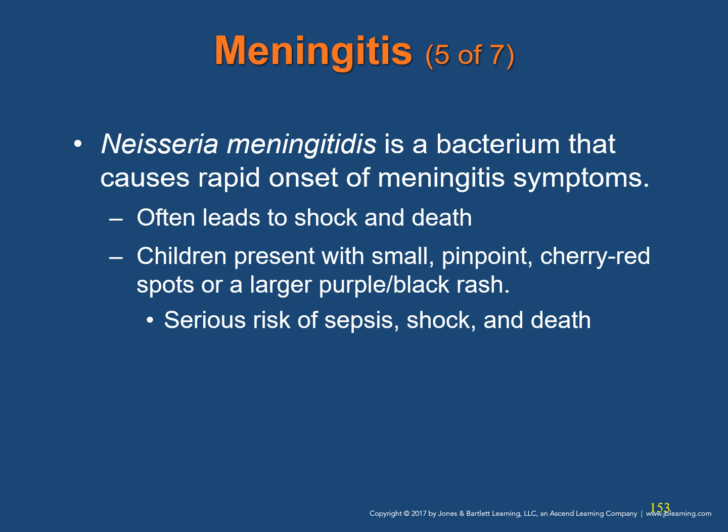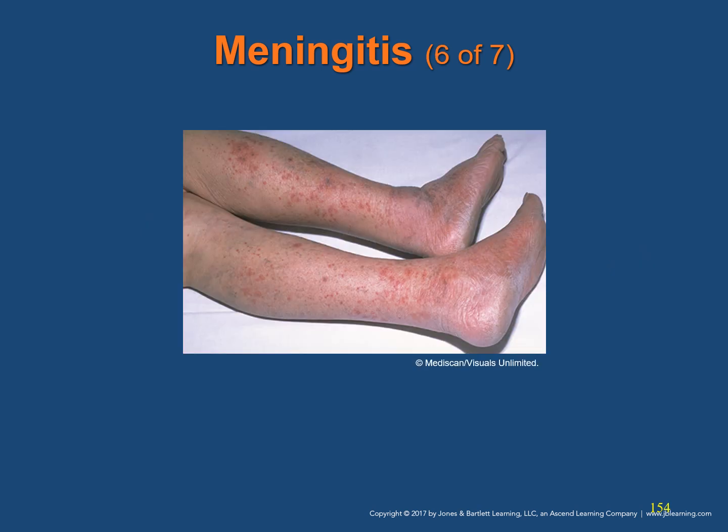Neisseria meningitidis is a bacterium that causes rapid onset of meningitis symptoms, often leading to shock and death. Children with meningitis typically have small pinpoint cherry red spots or a large purple-black rash on the face or body. These children are at serious risk for sepsis, shock, and death. The figure on this slide shows Neisseria meningitis. Children with Neisseria meningitis typically have small pinpoint cherry red spots or a large purple-black rash.